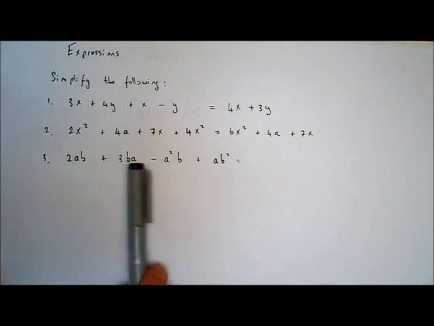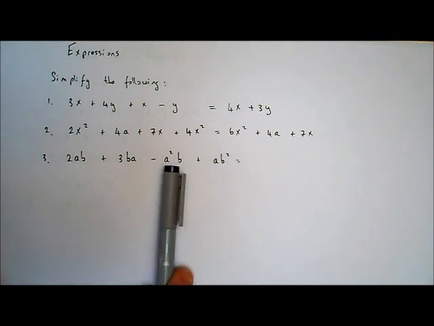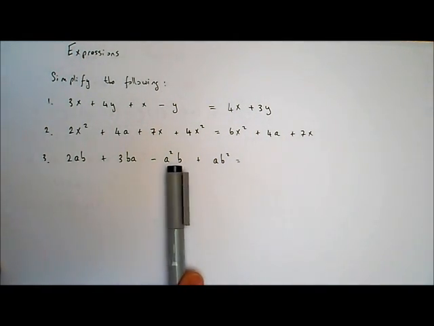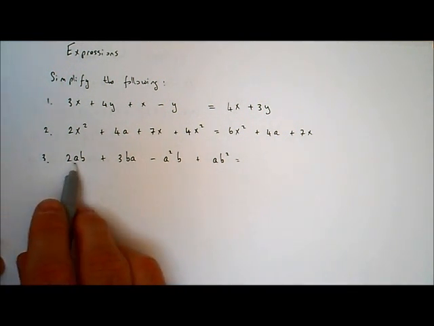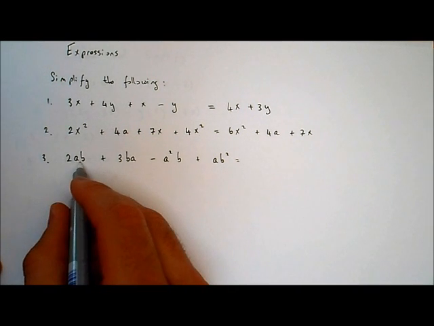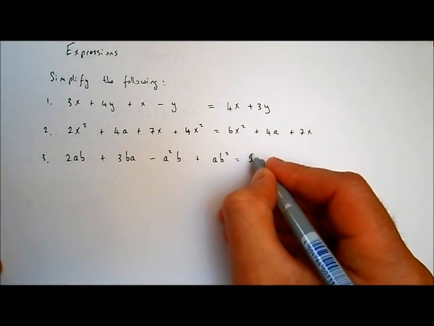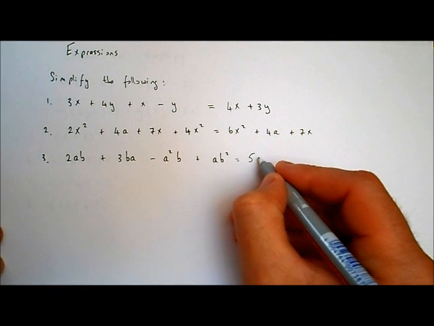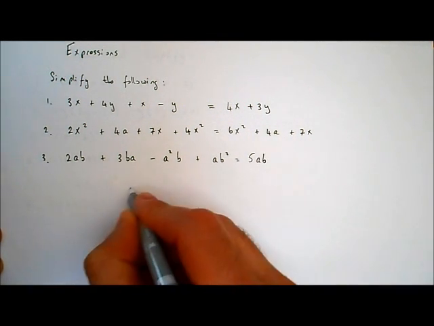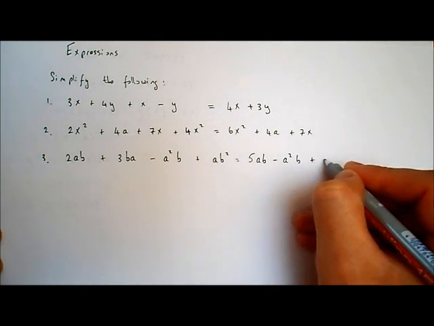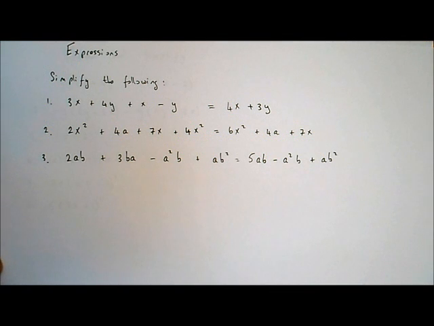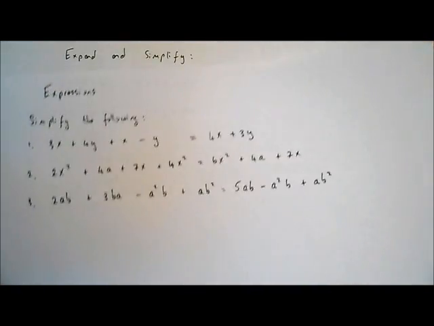A squared b is not the same as either of these. This has got an a squared in it, so it's not the same. I can't add that. And ab squared and a squared b, they're totally different as well, so I can't add them. So the only things that I can add in this expression are the 2ab and the 3ba. So 2ab plus 3ba is going to give me 5, and it doesn't matter if I write ab or ba. So 5ab. And then I have this minus a squared b plus ab squared. So when you're adding or subtracting expressions, you can only add or subtract like terms.